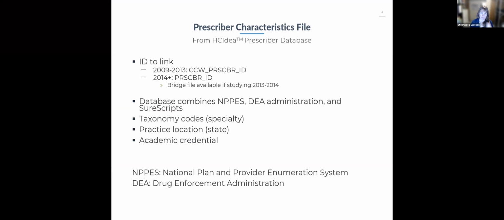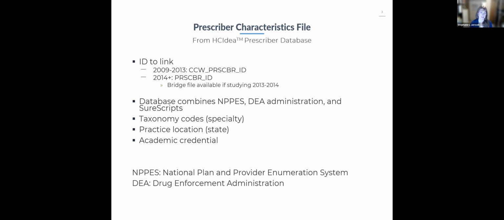This is a database that has been put together. It's from the HIC-IDEA prescriber database. Depending on the years of data that you have, you may have a different ID to link to this data. From 2009 to 2013, it was an encrypted identifier, the CCW prescriber ID, which could be linked to this prescriber database, but it was a created identifier. And then after 2014, they became actual identifiers, so you still use them to link, but it's just a different variable name. And there are bridge files available if you're trying to span those years.